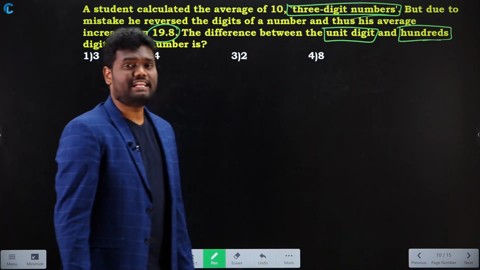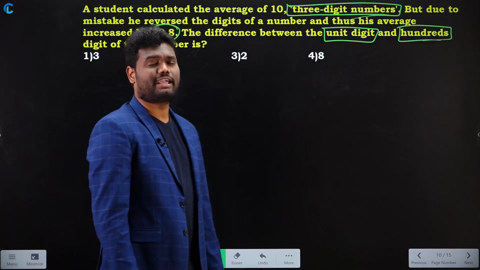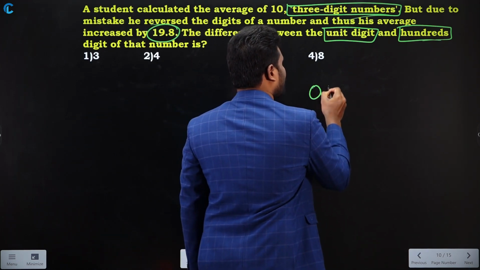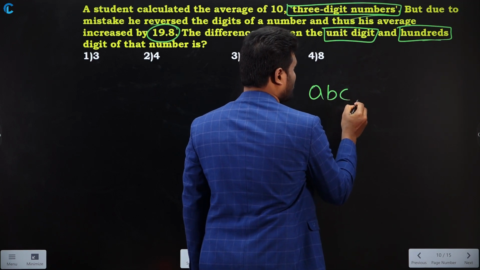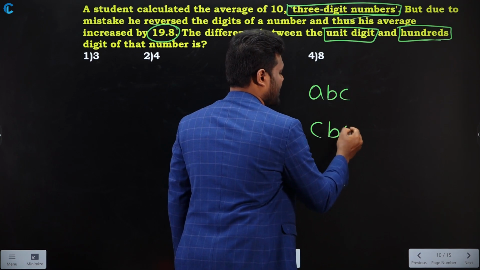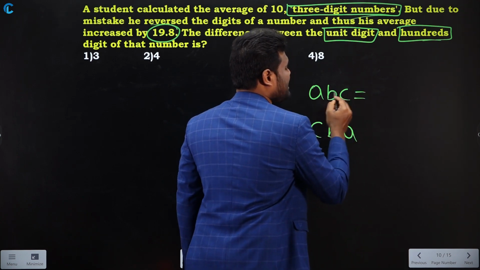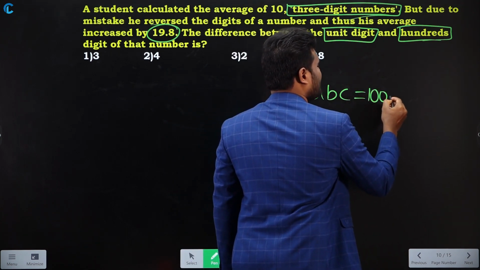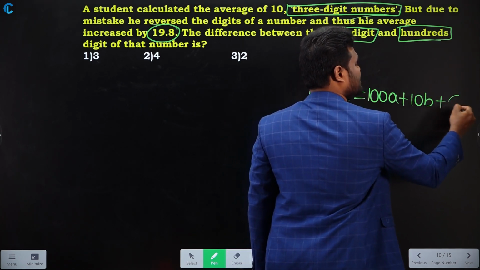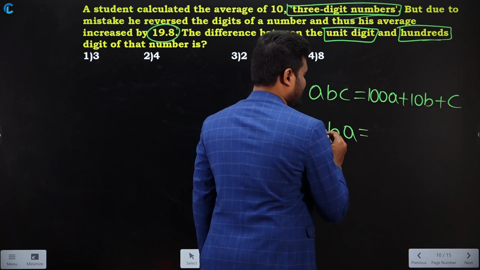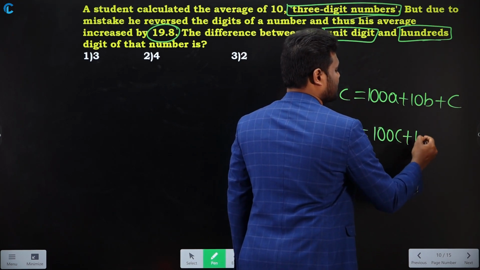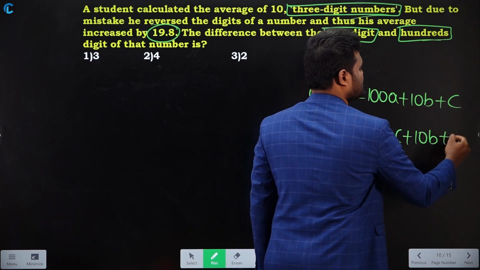Now look here, initially it is a 2 digit number, which I have taken as AB. Now it is a 3 digit number, which is nothing but ABC. If it is interchanged, it is going to be CBA. Now ABC can be written as 100A plus 10B plus C. Similarly, CBA can be written as 100C plus 10B plus A.